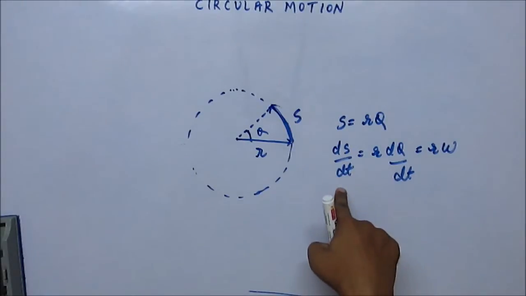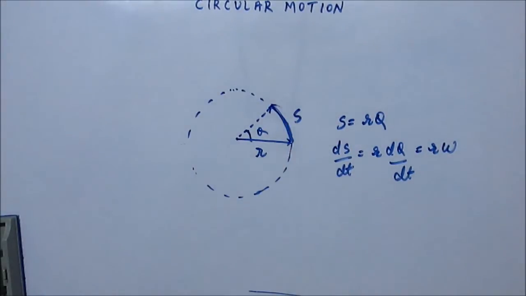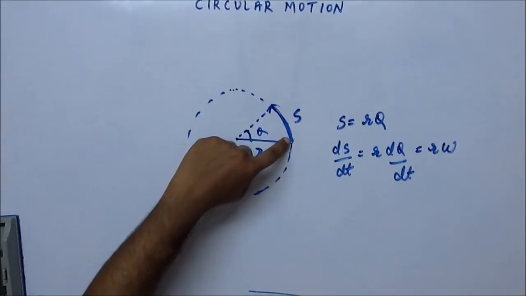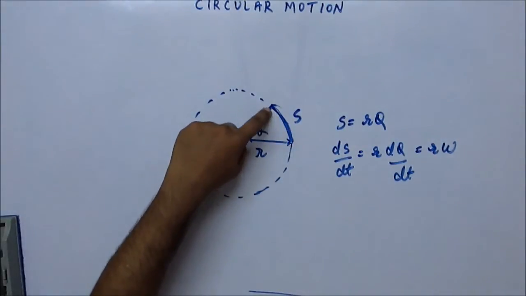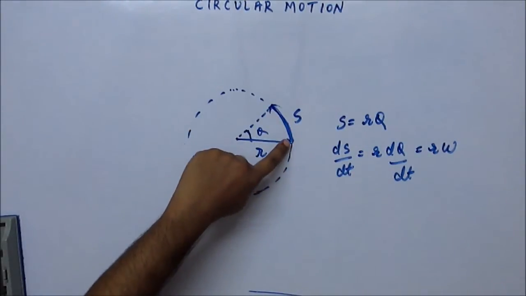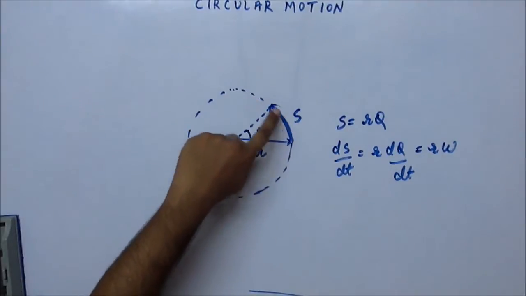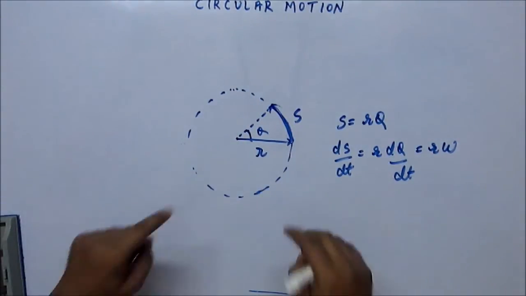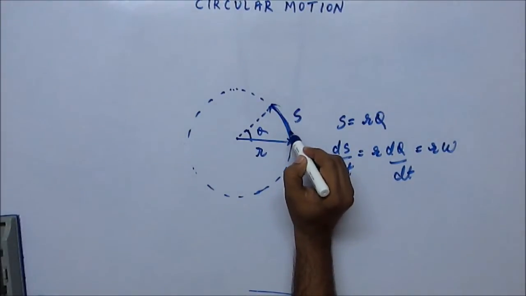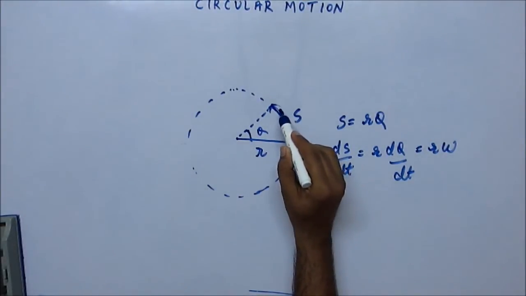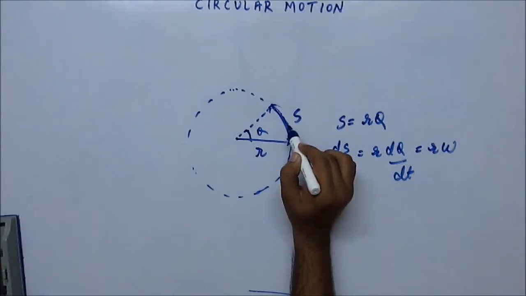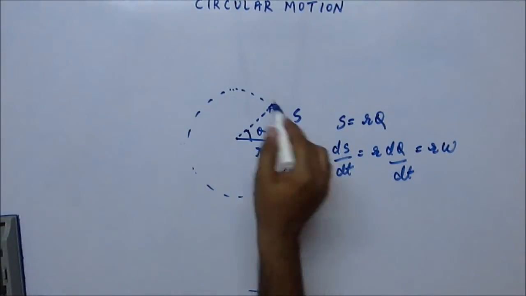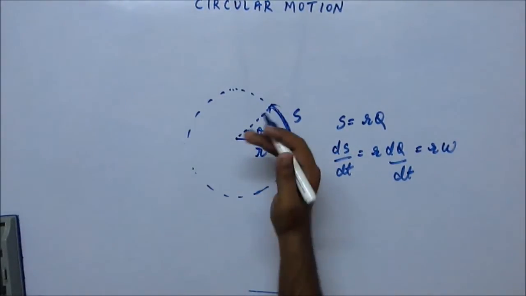Okay, now ds by dt is the rate of change of distance on the circumference. So this is actually the velocity with which the particle is moving on the circumference. So this is the linear velocity. This is the velocity with which the particle is covering the distance on the circumference. This is the linear velocity.